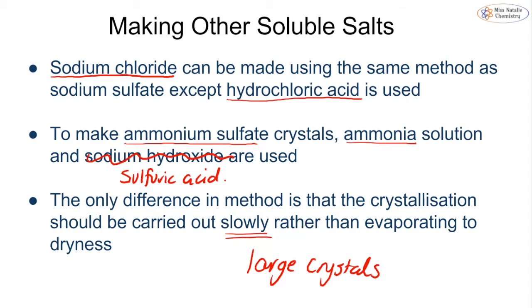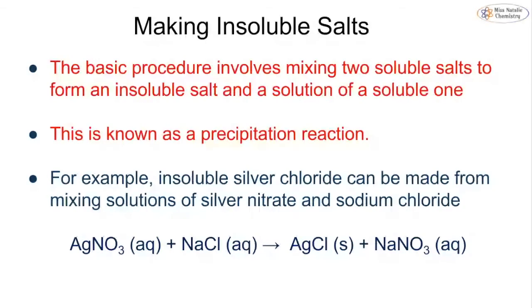Now, the method for making an insoluble salt is different to that for a soluble salt. But the basic procedure involves mixing two soluble salts to form this one insoluble and a solution of a soluble one. And we call this a precipitation reaction. So what does that actually mean? Well, let's look at an example.